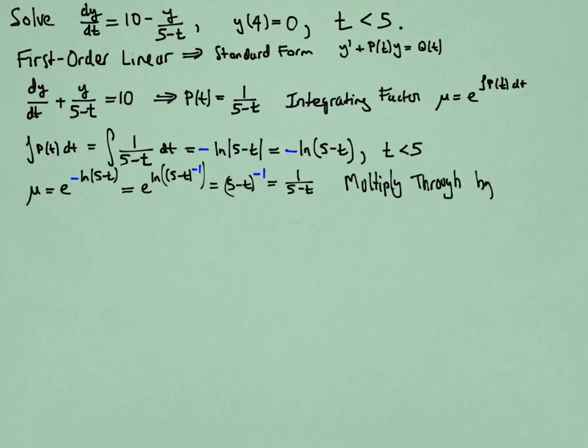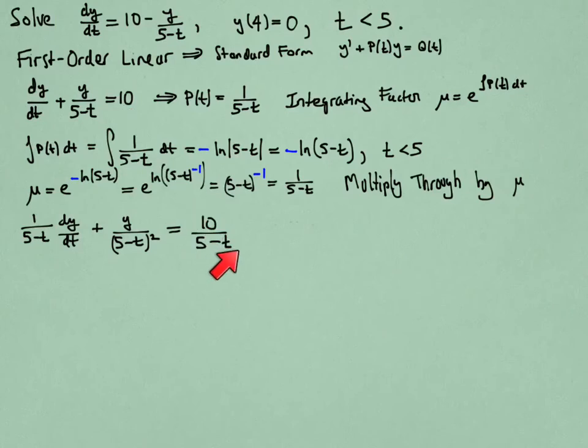So we multiply through by the integrating factor mu. Everything in the original differential equation here, the first term gets multiplied by it, the second term gets multiplied by it, and now it's going to be squared. And then don't forget to do it on the right-hand side as well.